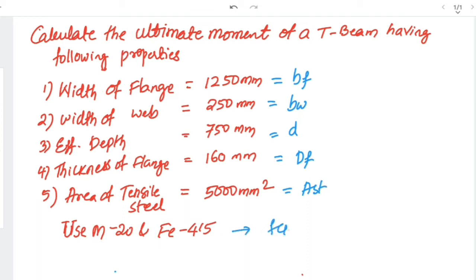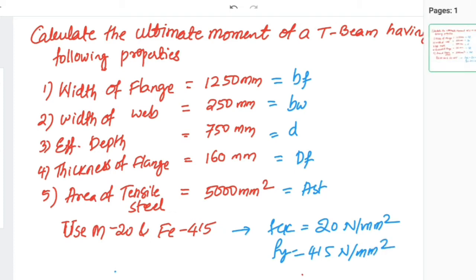Here FCK is equal to 20 Newton per mm square and Fy is equal to 415 Newton per mm square. So this is the given data. We are going to find out the Mu value for a T-beam.